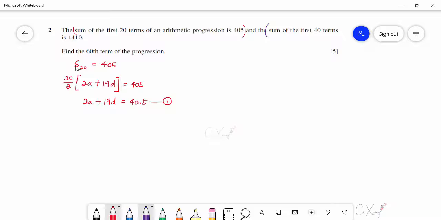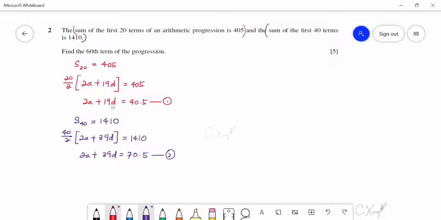You can find another equation from the other information, where the sum of the first 40 terms is 1410. So the sum of the first 40 terms equals 1410, and then we substitute in the formula: n divided by 2, 2a plus (n minus 1), which is 39, d equals 1410. If I simplify this equation, I will have 2a plus 39d equals 70.5. This is my second equation.